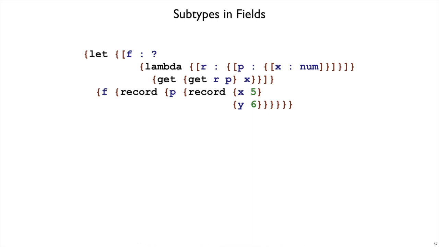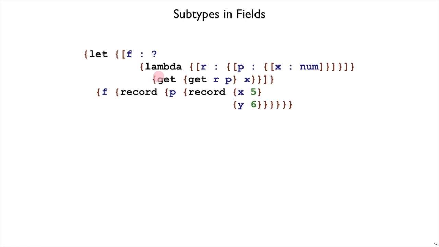Let's see how our type rules work on this example. Here I haven't filled in the type completely, but there should be some type that we can write in there. What we've got is a function that expects a record R. That record R should have a field named P, and that field's value should again be a record that has a field named X. And if so, then we can get the P field out of that, and we can get the X field out of that, and this lambda expression should make complete sense to the type checker.